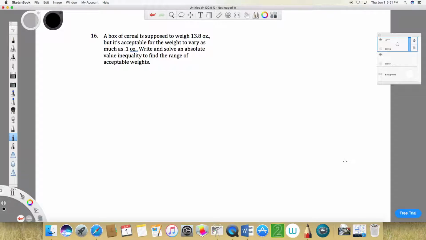All right, so what do we have here? Well, I'm going to start with a picture, and I'm going to draw a number line, and try to figure out what my solution set is on this number line. In a perfect world, every box of cereal would be identical and would all have 13.8 ounces of cereal in it. But we know that that's not the case, that it might be a little bit off. But it looks to be pretty accurate because 0.1 ounce is not a very big deviation away from this center, away from this middle.